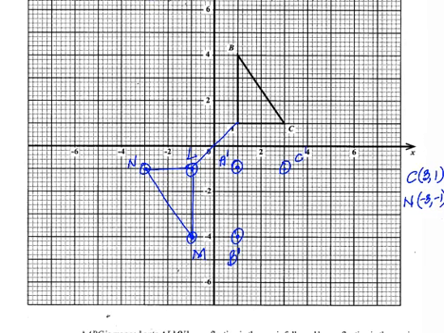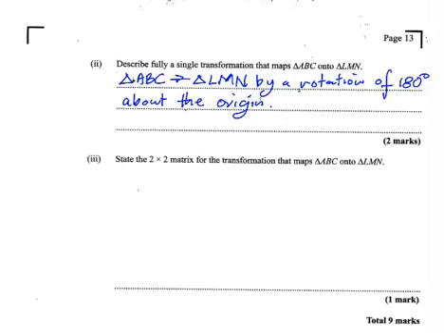All right. Now the 2 by 2 matrix that does that to a point is the matrix (-1, 0; 0, -1). This is the 2 by 2 matrix that does that, so that the point C, which is (3, 1), would become the point N, which is (-3, -1).